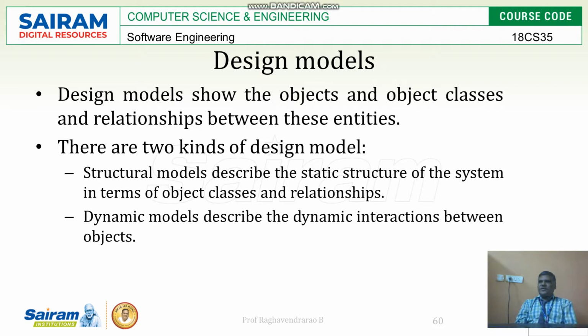There are two types of models. One is a structural model and another is a dynamic model. When the structural model is present, it is static, so all the things are going to be intact. But when it comes to the dynamic model, the execution part or interaction part is going to be present in the objects.